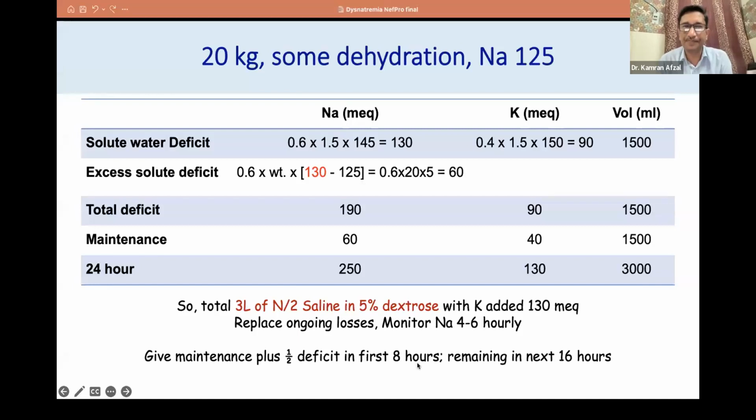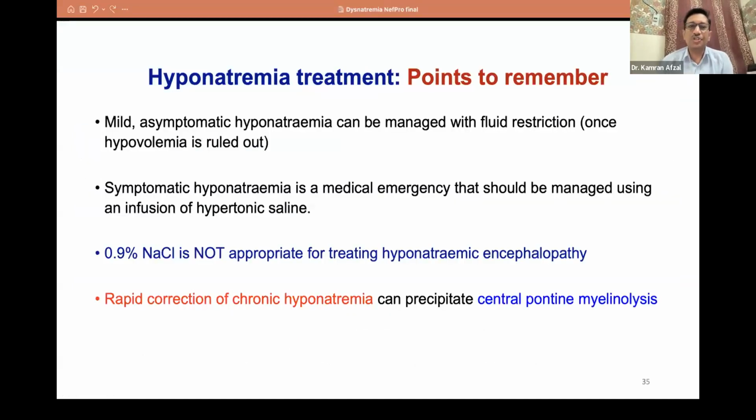So the points to remember in management of hyponatremia is that mild asymptomatic hyponatremia, once the fluid volume has been restored, can be managed simply with fluid restriction. Symptomatic hyponatremia is an emergency and should be managed as such by giving hypertonic saline. Remember that 0.9% sodium chloride is not the appropriate fluid for treating hyponatremic encephalopathy, and a rapid correction can precipitate central pontine myelinolysis, and therefore the correction must be slow. Thank you.